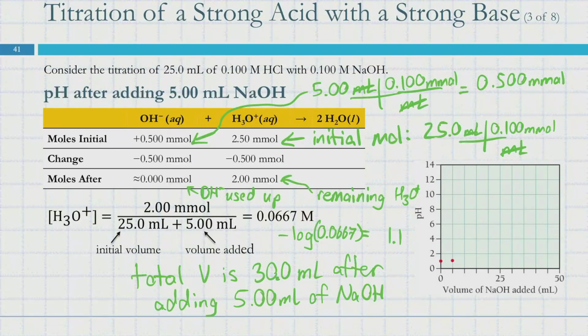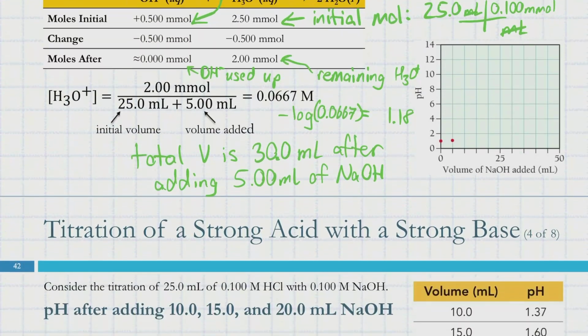It's 1.18 or thereabouts. So our pH hasn't gone up very much. We still have a lot of our hydronium in solution. And we can calculate this for any amount of volume of sodium hydroxide that we want to.